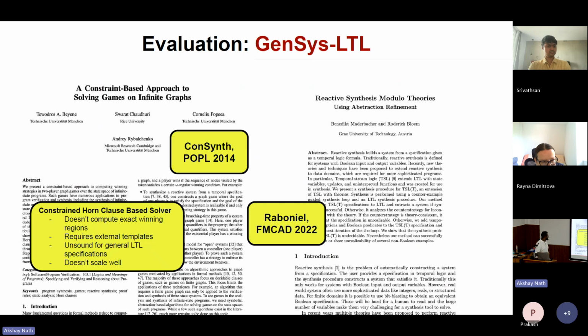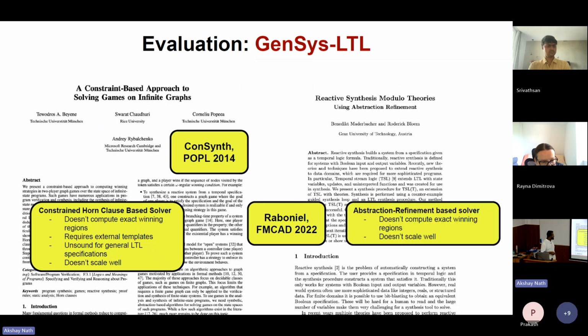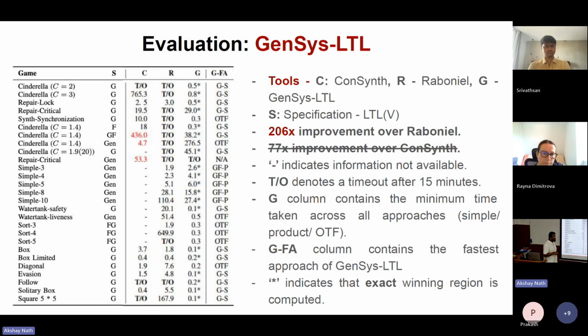and it doesn't scale well. Secondly, we look at the other tool, Rabinizer, which is an abstraction-based solver. Again, it doesn't compute exact winning regions and doesn't scale well. And we show our results on these 2 tools. So we compare with Consynth, which is C. We have Rabinizer, which is R, and Genesis, which is Genesis LTL.